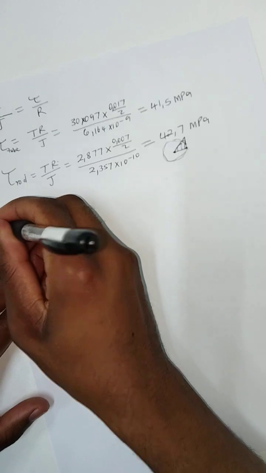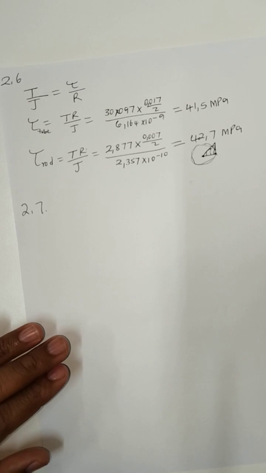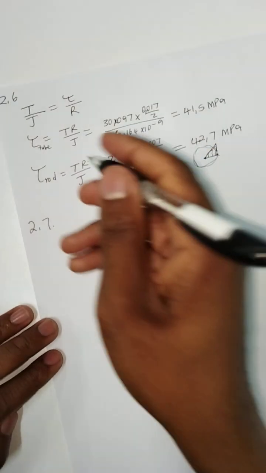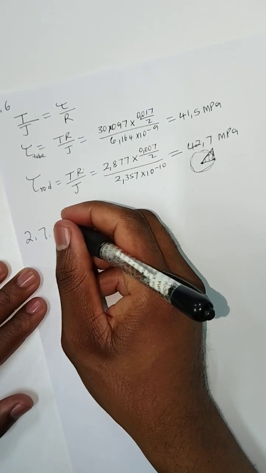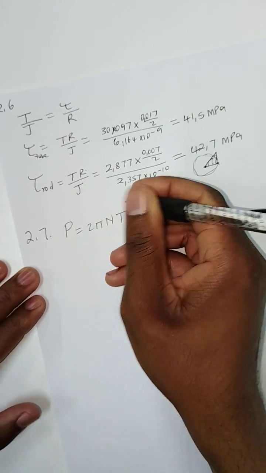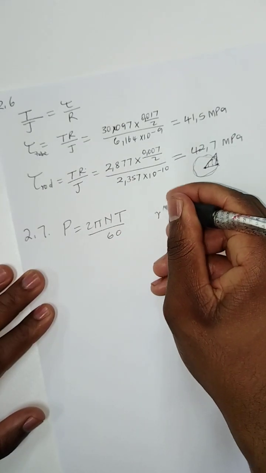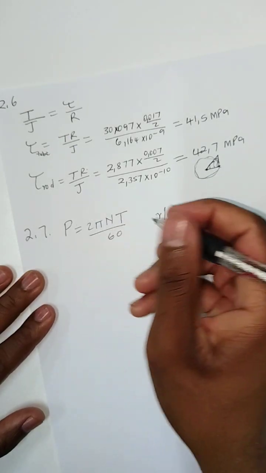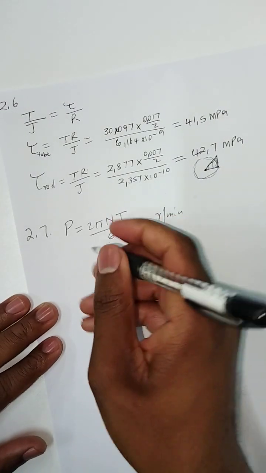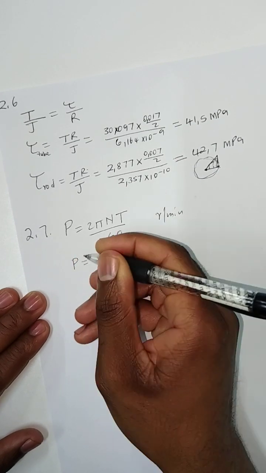The last question, 2.7. The power transmitted when the shaft rotates at... We know the power formula is 2 pi nt over 60 if this n is in revolutions per minute. But this time, this thing is the standard unit. Actually, they gave us this angular velocity.